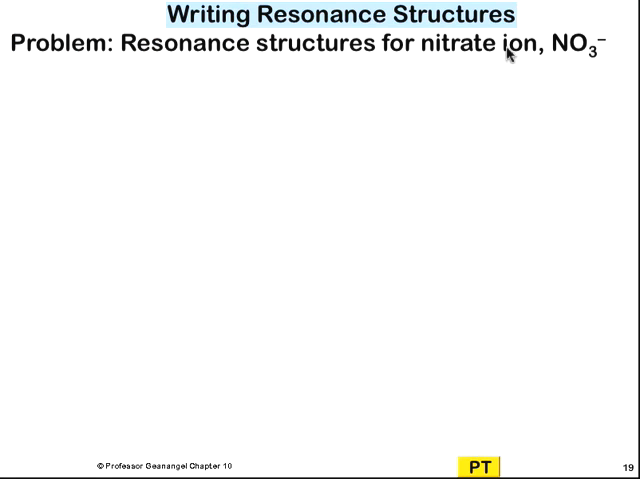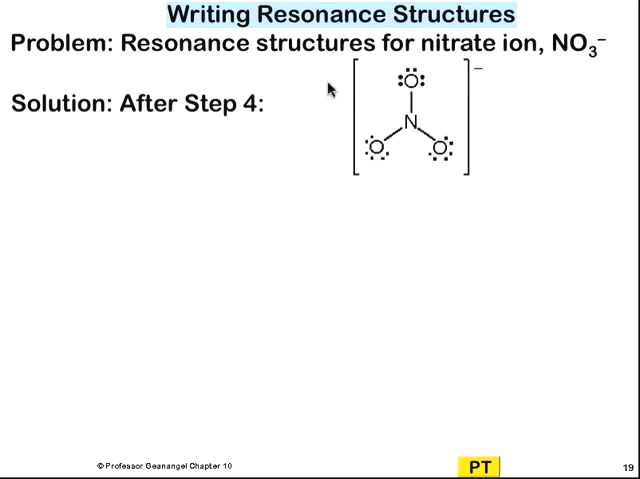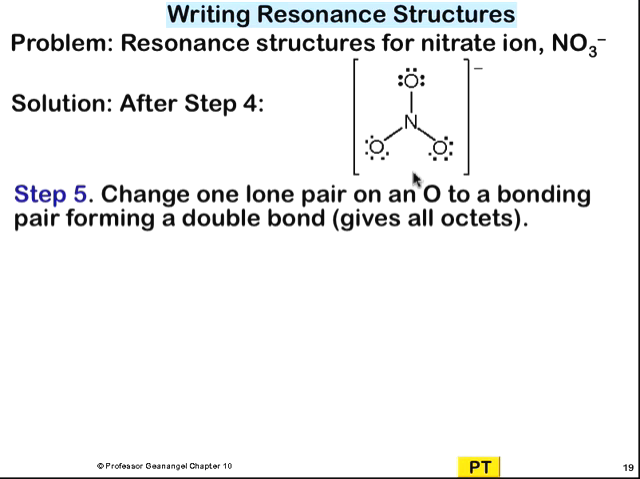Another one here is the nitrate ion. I want to go over that with you. If you go through the rules for writing down the Lewis dot structure for the nitrate ion, before the 4th step, we get something that looks like this, where there's no octet for the nitrogen. So we have to make an octet for the nitrogen. That's the first order of business.